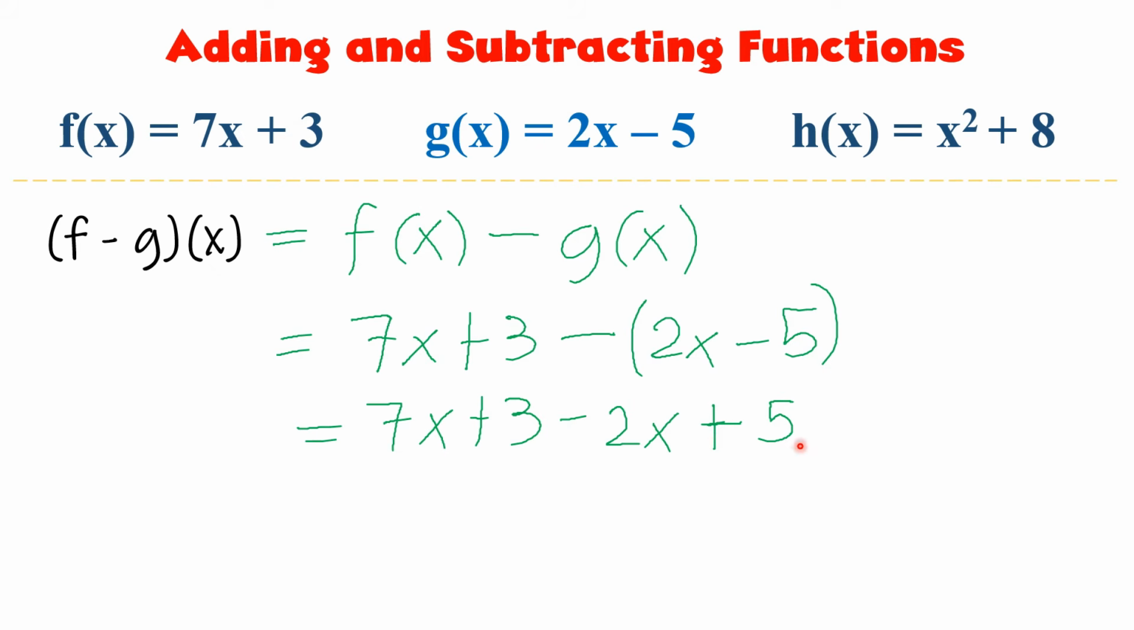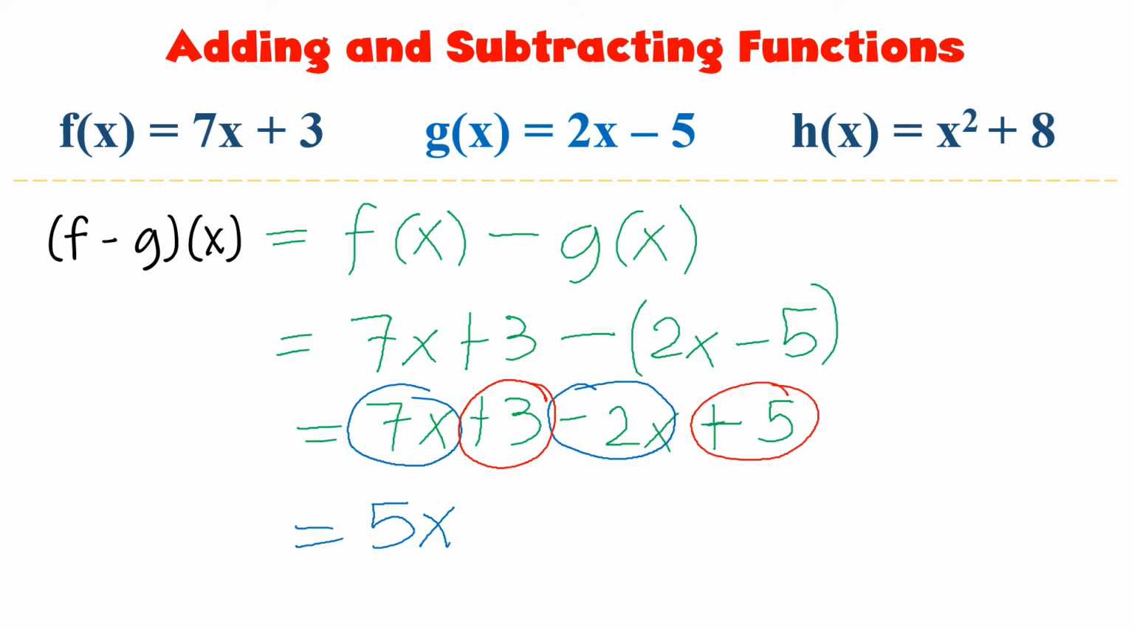Now, pwede na tayong mag-combine ng like terms, yung parehas ng variable. We have 7x and negative 2x. Subtract, dahil magkaiba sila ng sign. 7x plus negative 2x, that will be 5x. Then, yung dalawang constant, we have positive 3 and positive 5. Add lang natin sila. 3 plus 5, that is equal to positive 8. It means f minus g of x is equal to 5x plus 8.